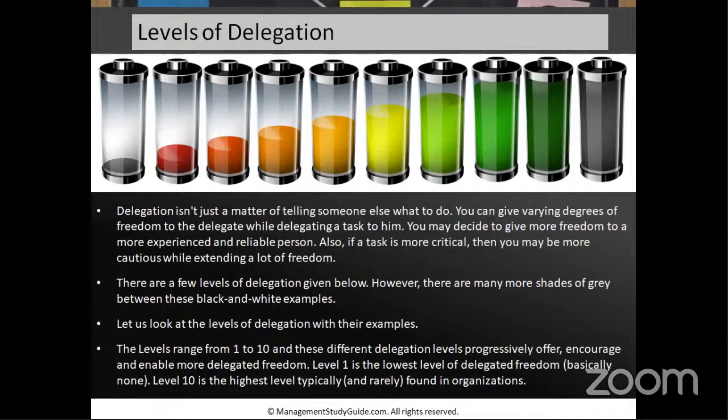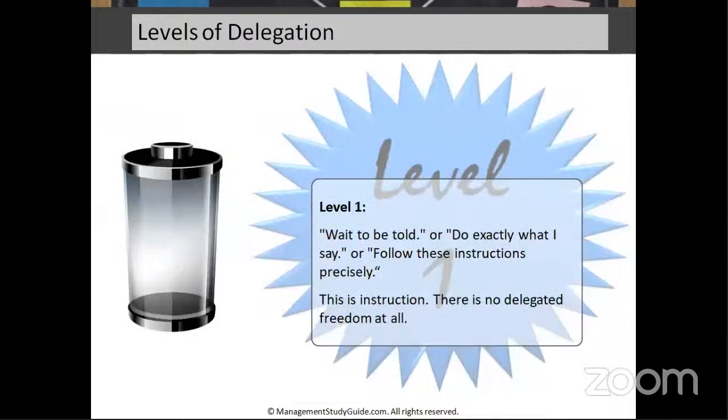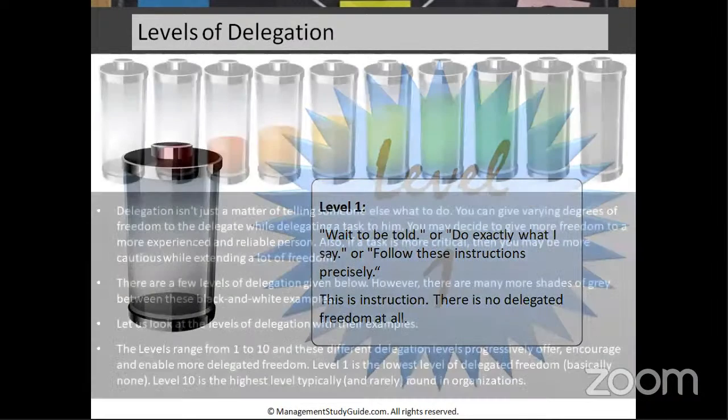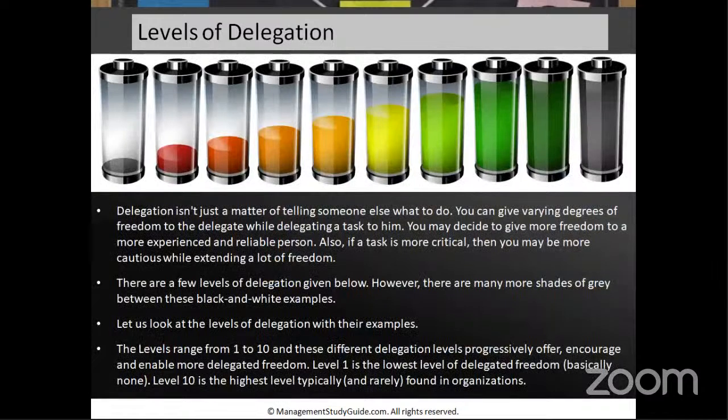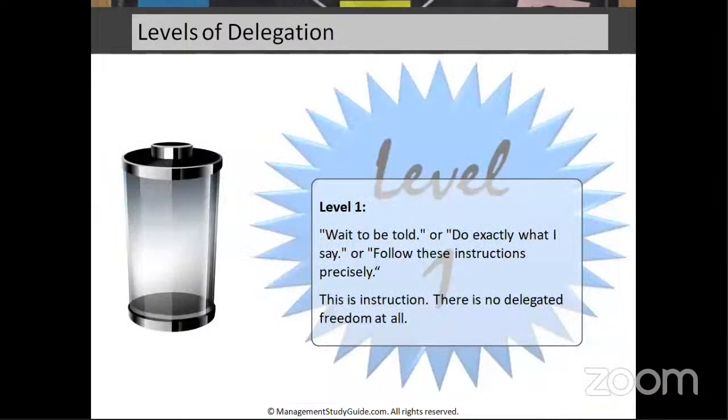Let us look at the levels of delegation with their examples. The levels range from 1 to 10, and these different delegation levels progressively offer, encourage, and enable more delegated freedom. Level 1 is the lowest level of delegated freedom, basically none, and level 10 is the highest level, typically and rarely found in organizations. So from these cells you see here, you see level 1, level 2, and then levels 3, 4, 5, 6, 7, 8, 9, 10. Okay, so let's see what each one talks about.